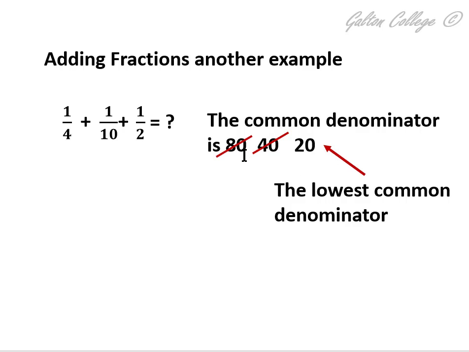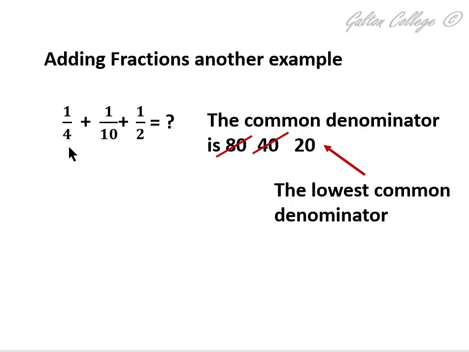We could use 80 and we could use 40, but it's always the best, good practice in arithmetic, in mathematics, to get the smallest number, get the most efficient one. So this one would be 20, the lowest common denominator. That's what we're looking for.